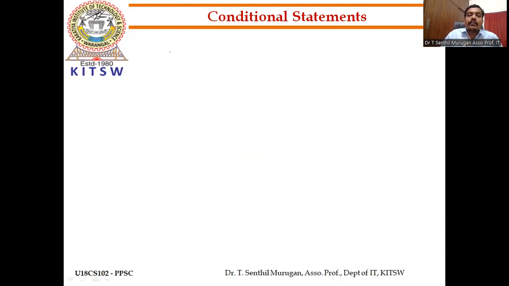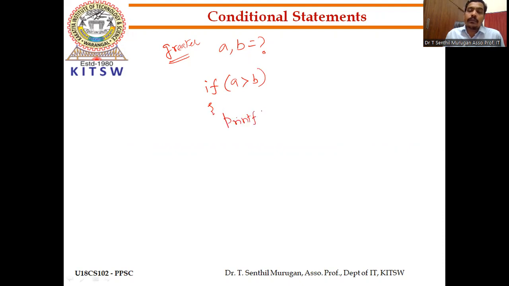So how can we check it? We will find the greater value. If in case these 2 values A, B are there, you will find which is greater. So how can we write the program? If A greater than B. If it is true, you can do this statement: printf "A is greater". Okay.